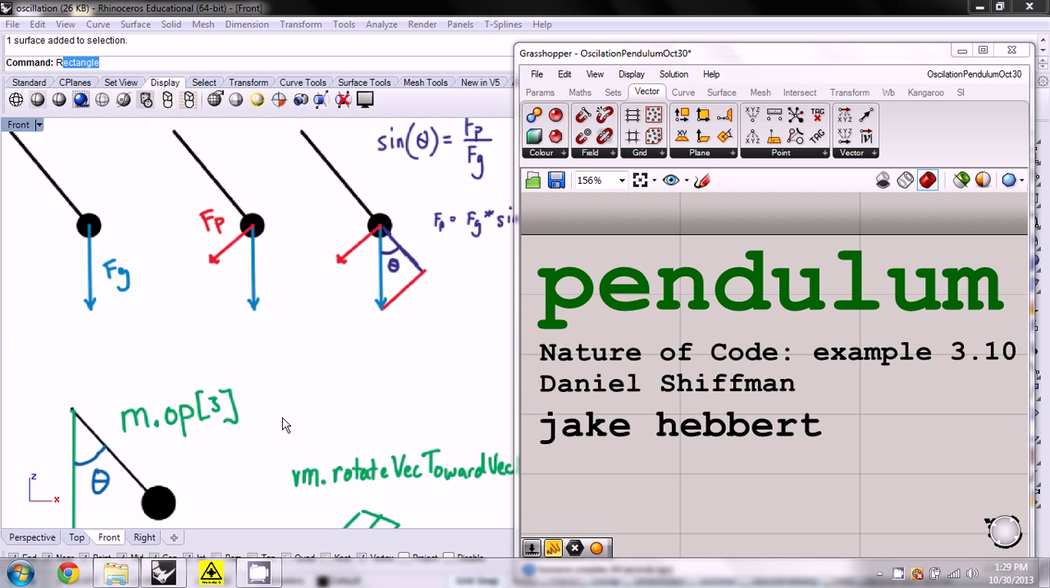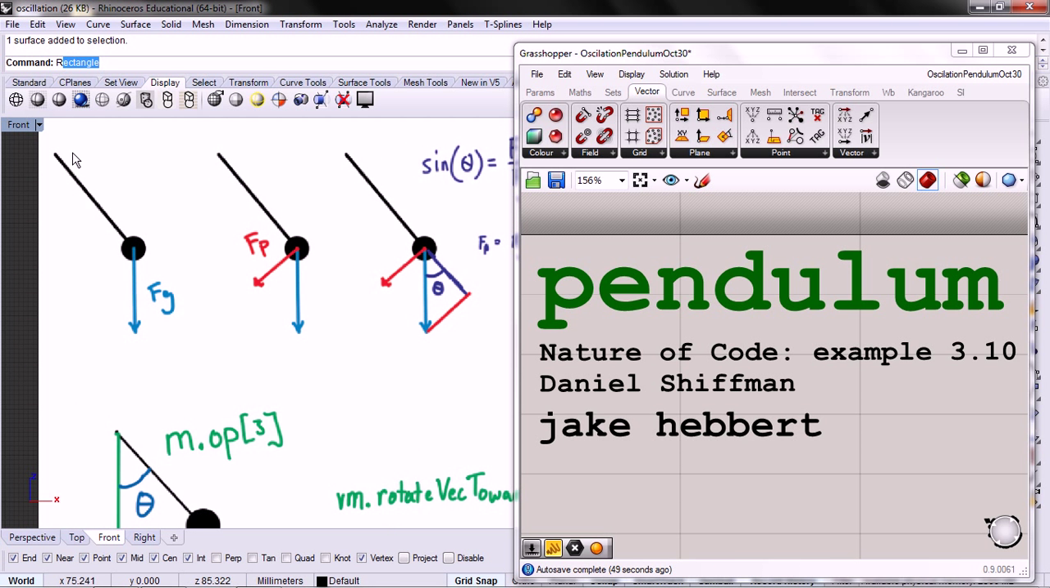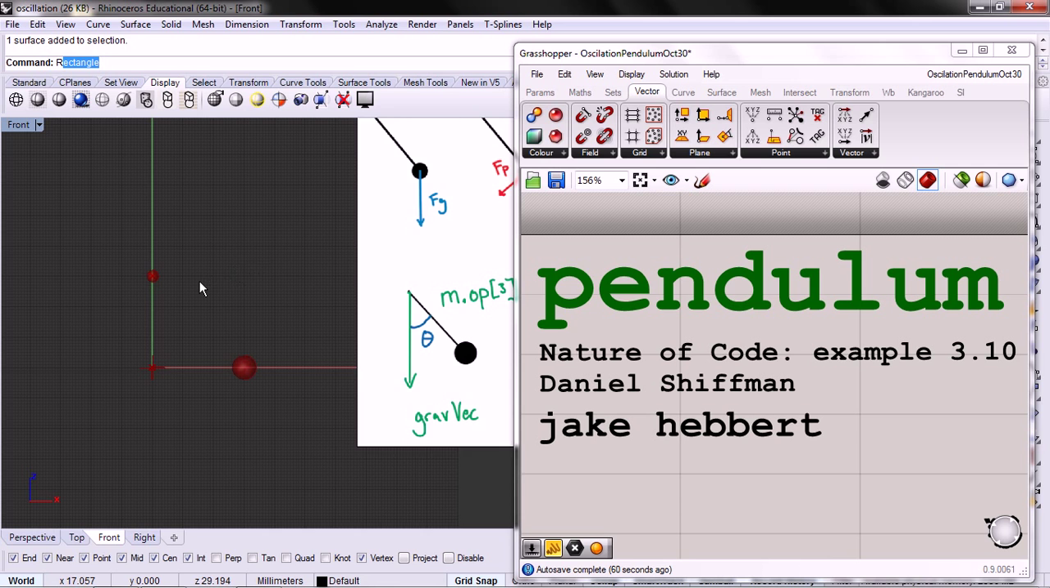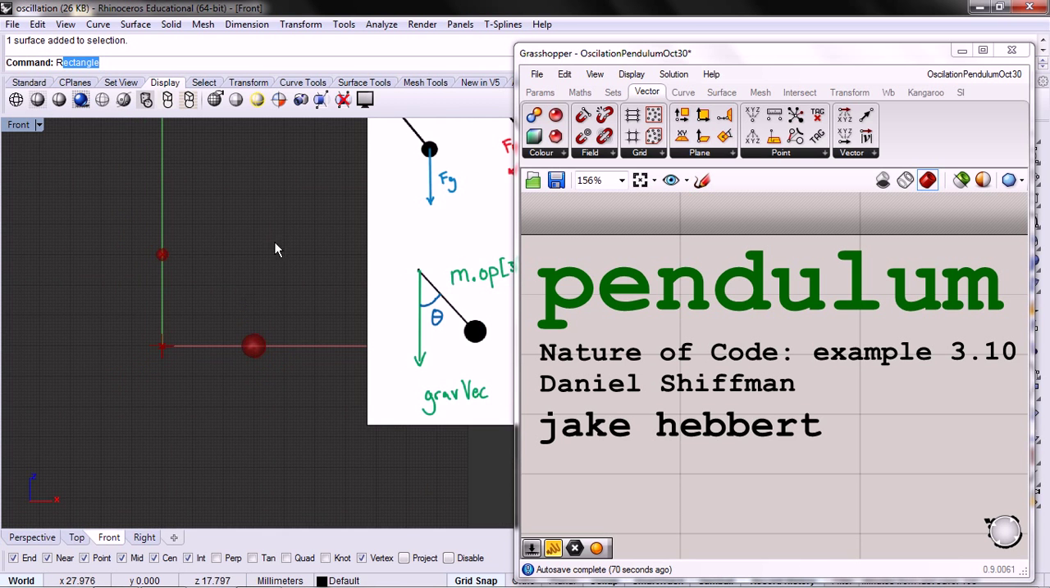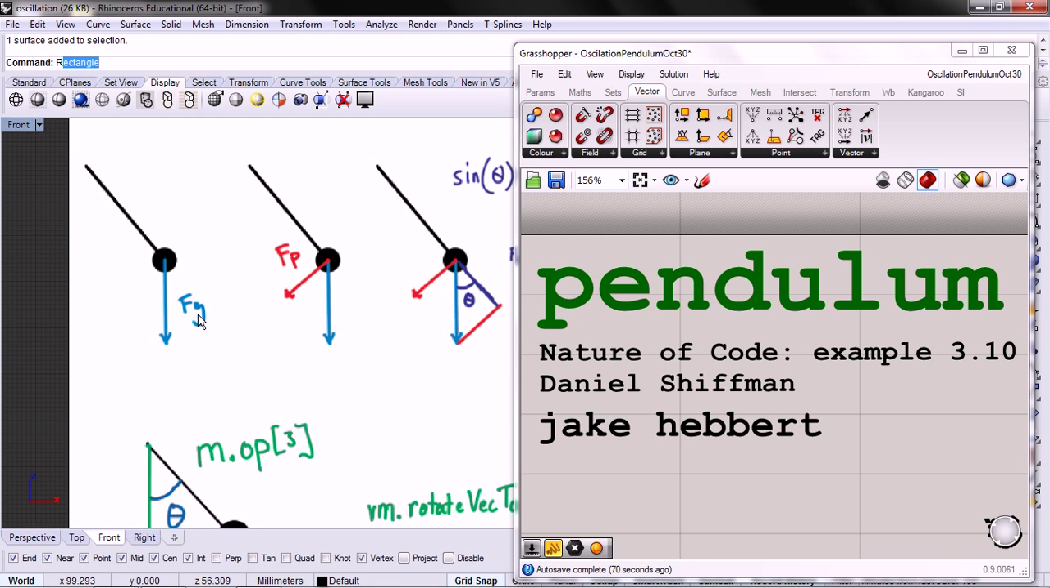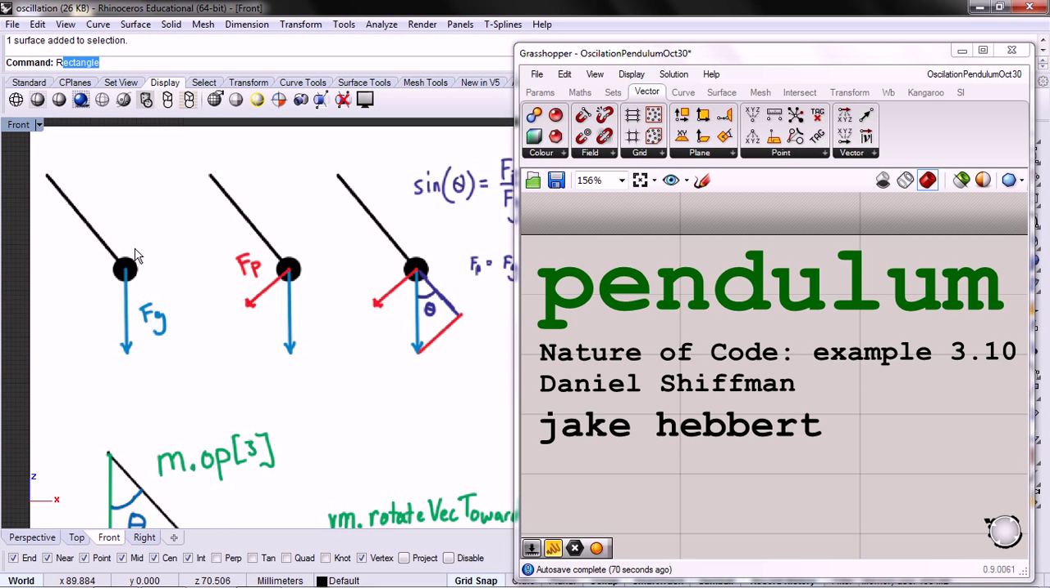Okay, so let's go ahead and tackle the pendulum now. The way that we're going to think about this is the pendulum's arm is going to be the mover's orientation plane z-axis. Like we have over here, we had spheres on the end of the z-axis for our planes. We're just going to keep that setup and work from that.